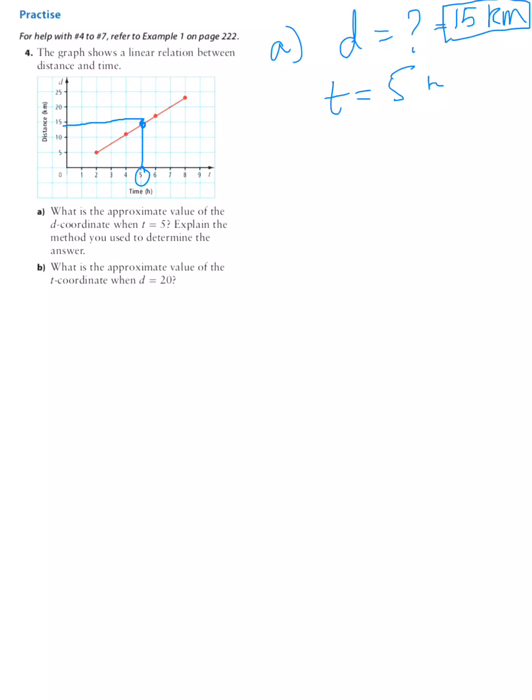Okay, part B. What is the approximate value of the t-coordinate when d equals 0? Use a different color here. So, sorry, d equals 20. So we'll go up here when d equals 20. We're going to draw that across. And then this should work out nicely for most of them. So that one is pretty obviously 7 hours. So when d equals 20, the t equals 7 hours.